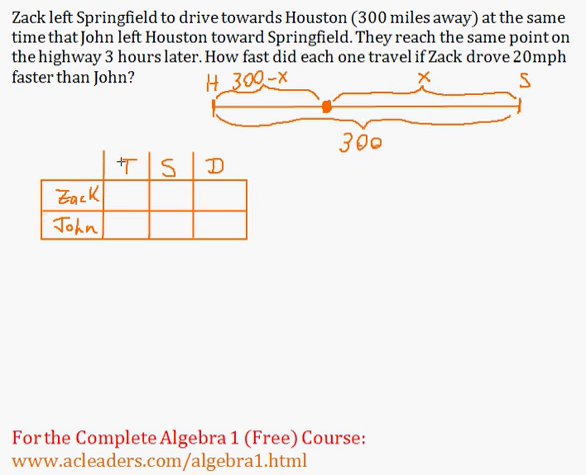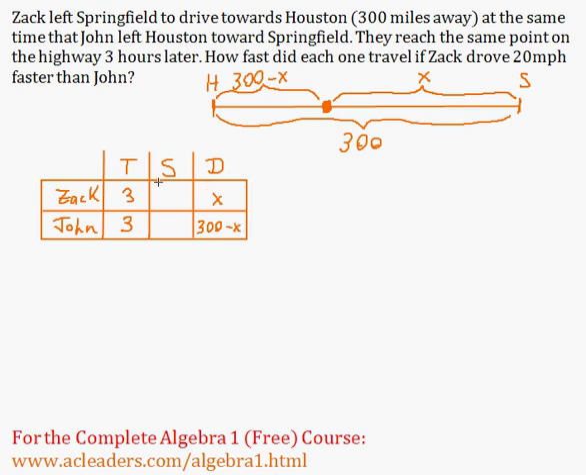Okay, and I already prepared here a little chart for time, speed, and distance for both Zach and John. So Zach's the one going from Springfield towards Houston, and John from Houston towards Springfield. And we know that it took them both 3 hours to get to that point. For Zach, the distance is just x from Springfield to get to that point. So I'm going to say the distance here is x. For John, the distance is just 300 minus x.